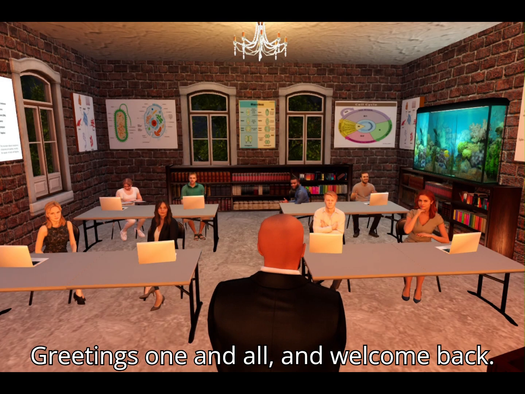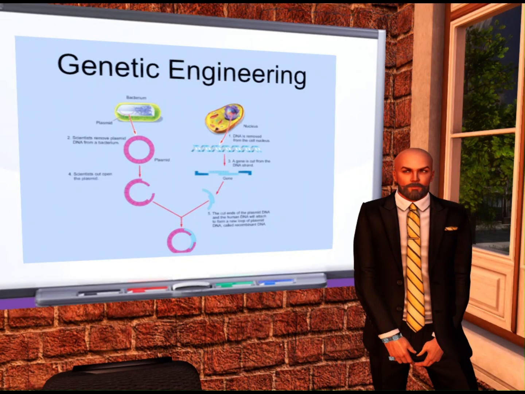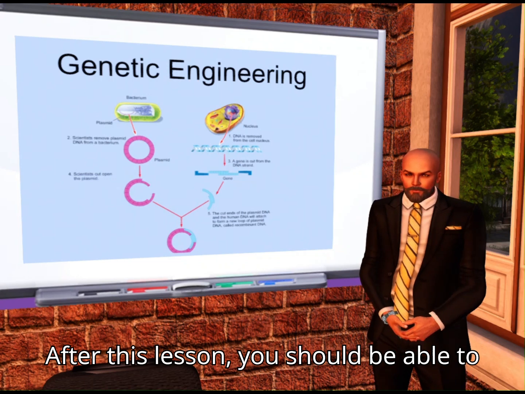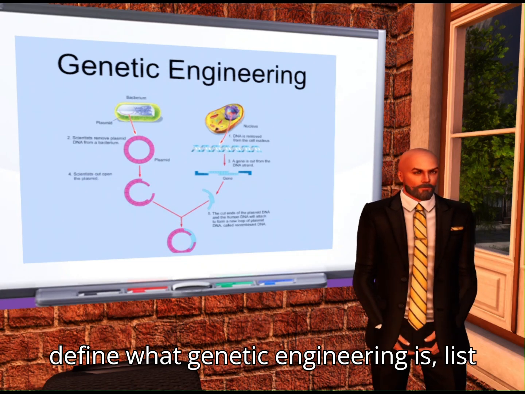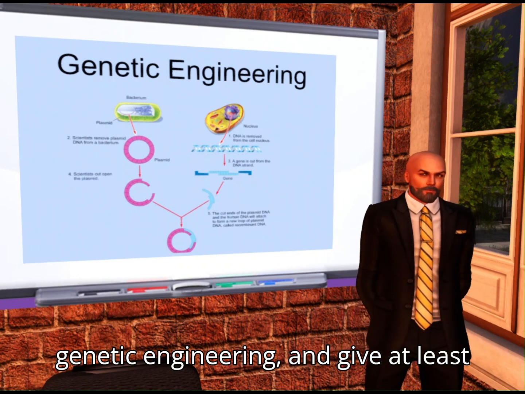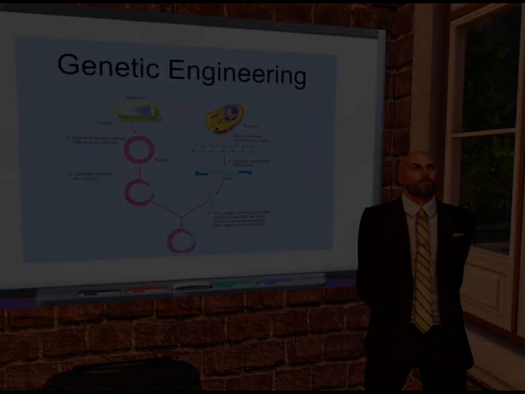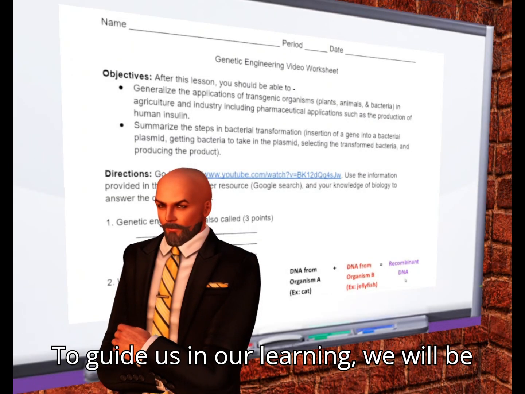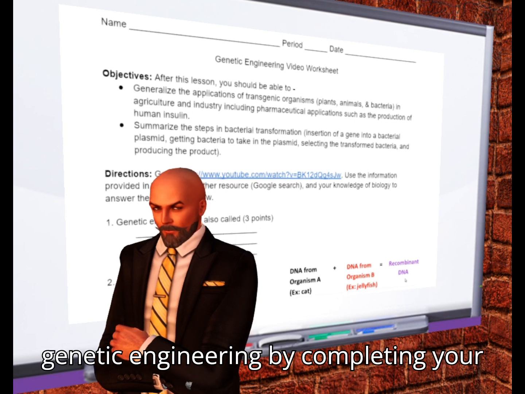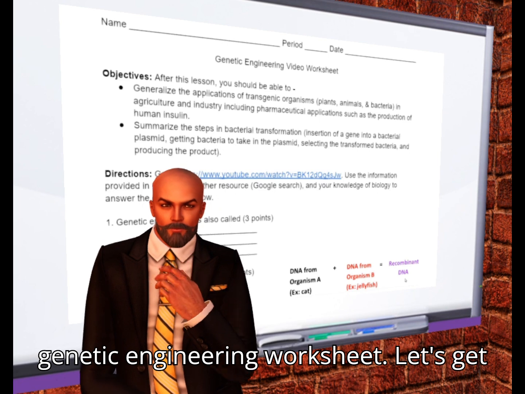Greetings one and all, and welcome back. Today we are going to talk about the important process of genetic engineering. After this lesson, you should be able to define what genetic engineering is, list and describe the steps involved with genetic engineering, and give at least one example of how genetic engineering is helpful to humans. To guide us in our learning, we will be answering specific questions about genetic engineering by completing your genetic engineering worksheet. Let's get started, shall we?